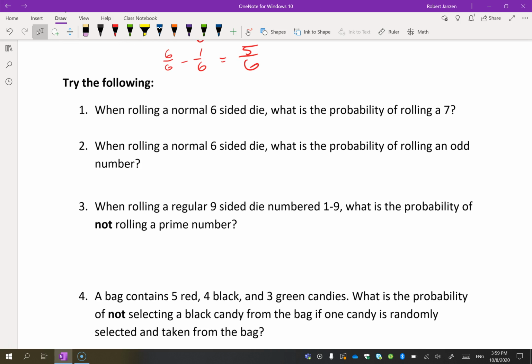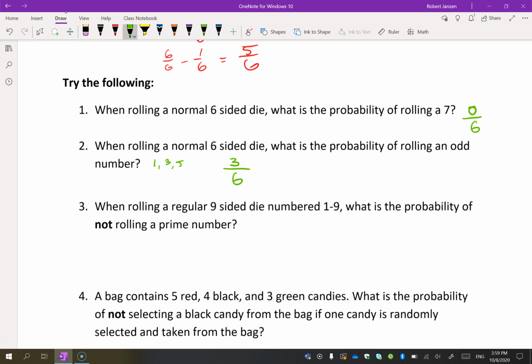Okay, a few questions here. When rolling a normal 6-sided die, what is the probability of rolling a 7? Well, we already know there are 0 possibilities. So, not out of 7, out of 6. Okay? When rolling a normal 6-sided die, what is the probability of rolling an odd number? Well, the numbers that are odd are 1, 3, and 5. So that's 3 favorable outcomes out of 6.